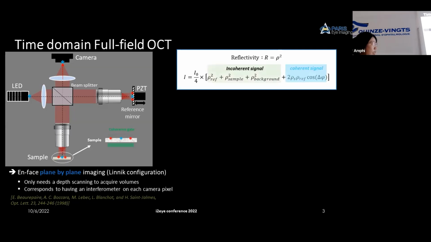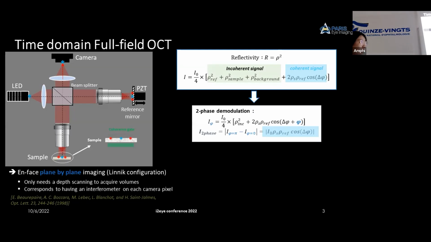And the signal intensity can be expressed by this formula, and it's composed of the incoherent signal and the coherent signal. So we can perform the two-phase demodulation to get the coherent signal and get rid of the incoherent signal.